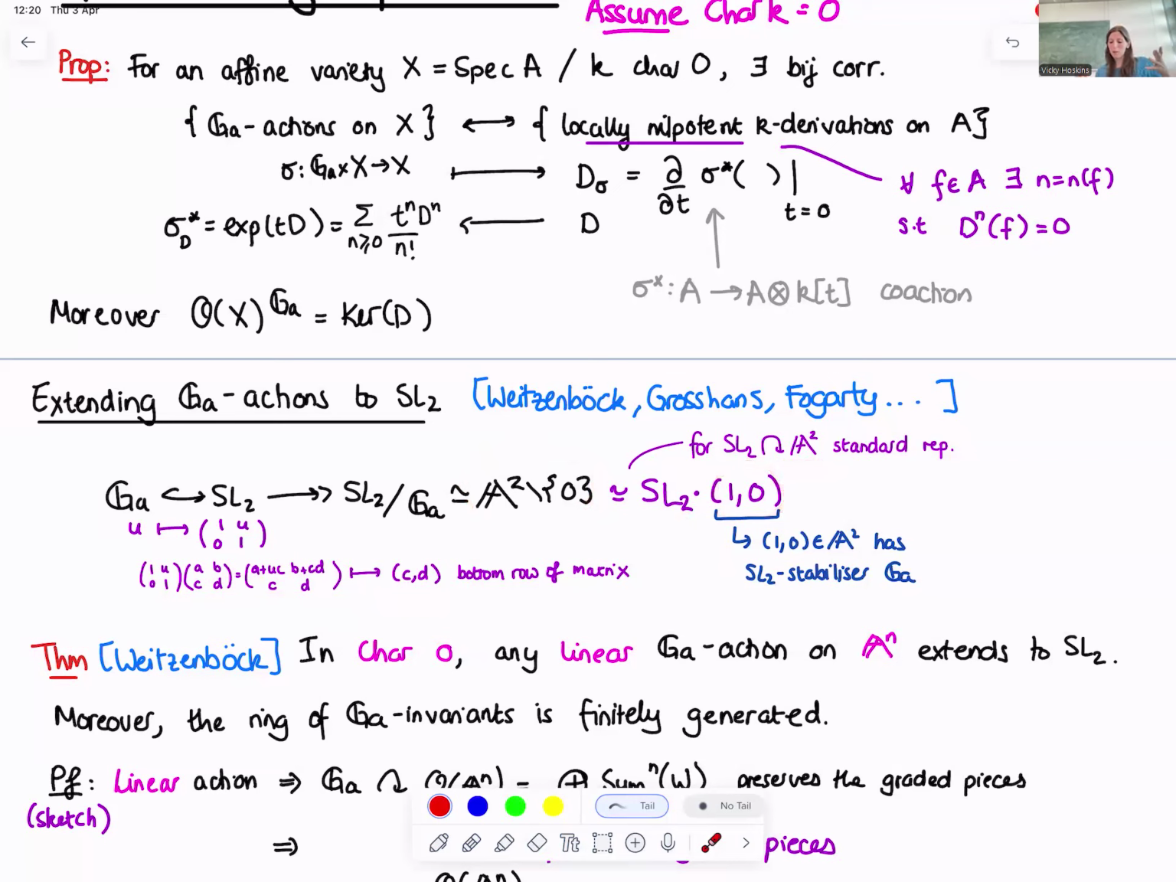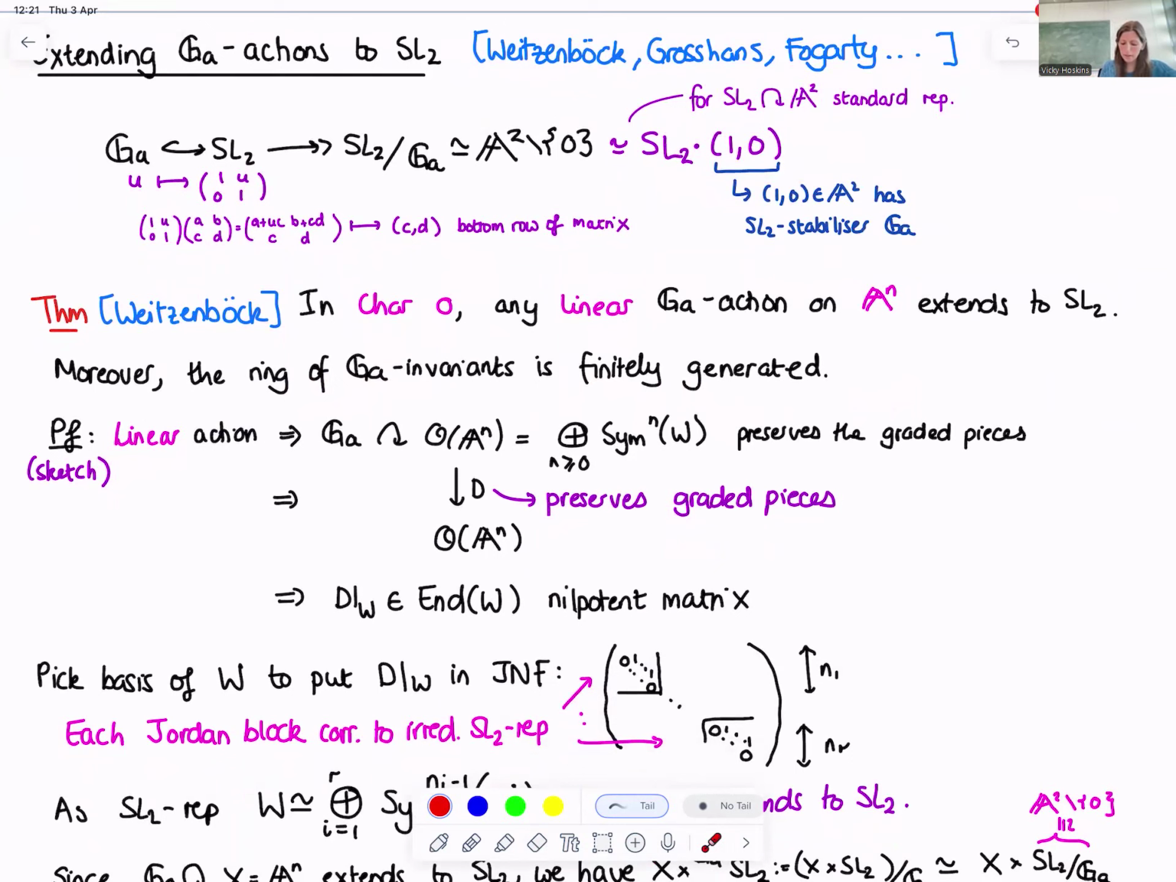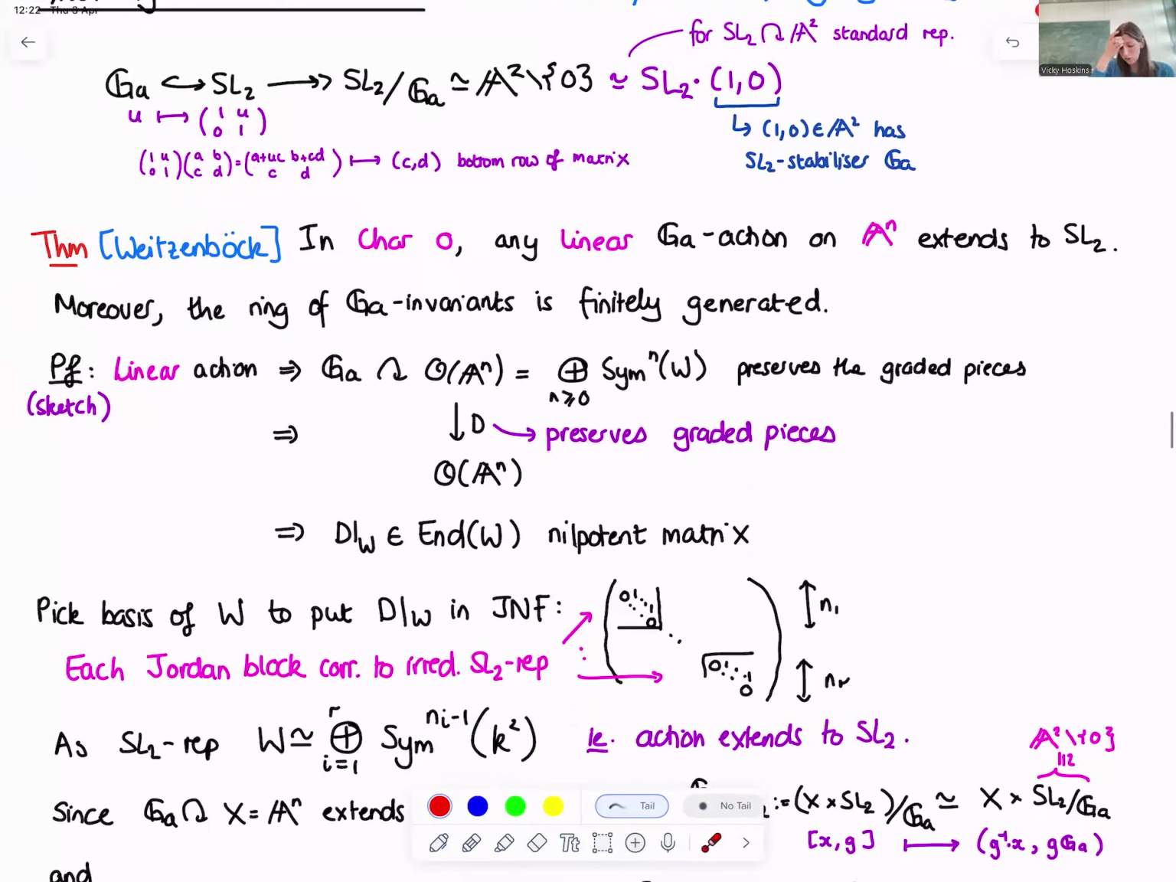Okay, so I wanted to sketch the proof because I think it's really nice and it uses some of the ingredients that we've seen. Because the action is linear, when we look at the action on the coordinate ring, which has this grading into different symmetric powers, this preserves the graded pieces, so it sends W to W. And so if you look at the derivation D associated to this GA action, then D sends W to W as well. And so you get an endomorphism of W, which is nilpotent, and so you can describe it as a nilpotent matrix. So then you just pick a basis of W that puts this matrix in Jordan normal form, and you get some Jordan blocks again.